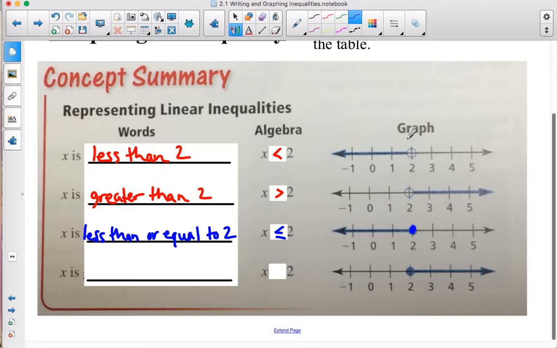Final one that we could have is we want all the points above 2 or on 2. So x has to be greater than or equal to 2. I put a bar underneath. x is greater than or equal to 2. There's our reference sheet. So now you should be able to graph anything: less than, greater than, less than or equal to, greater than or equal to.